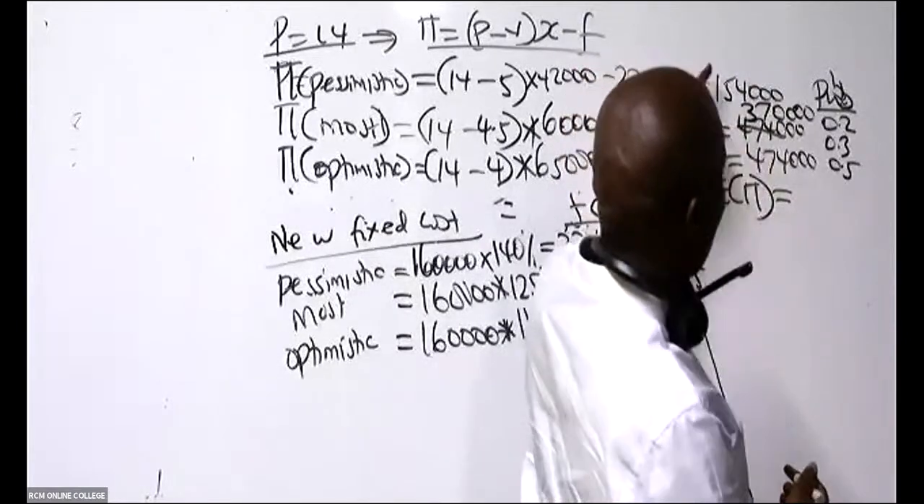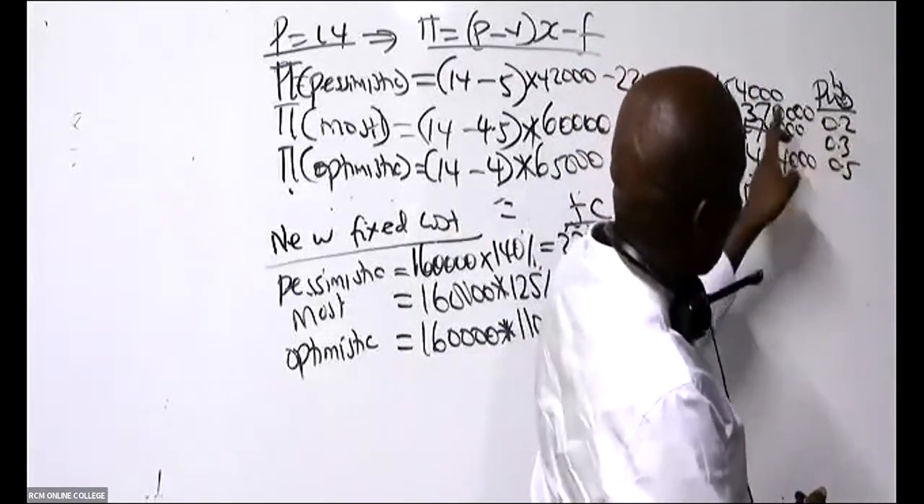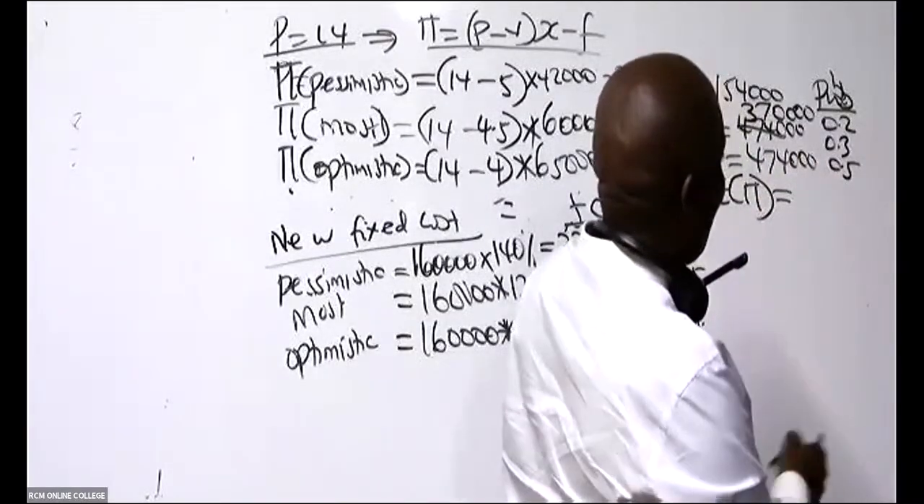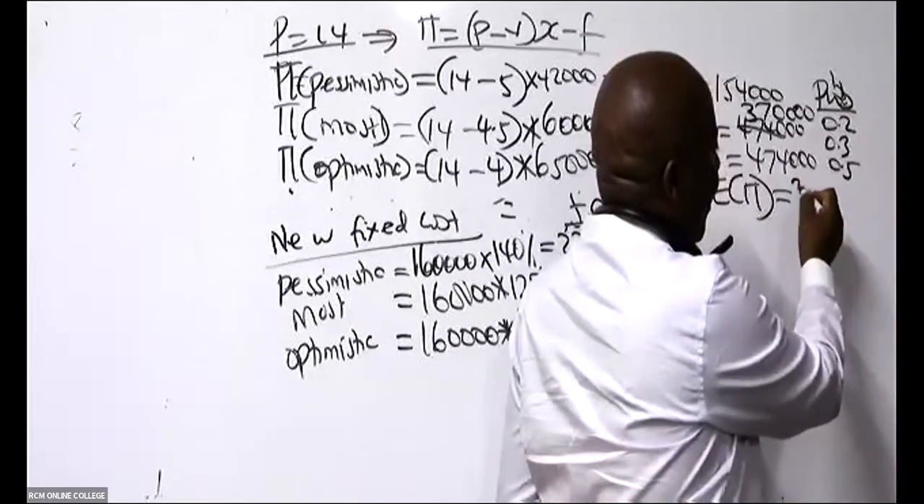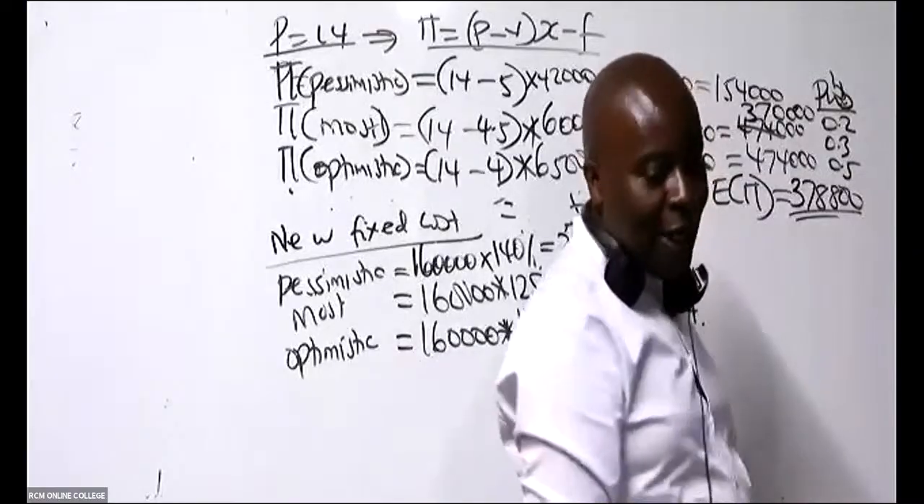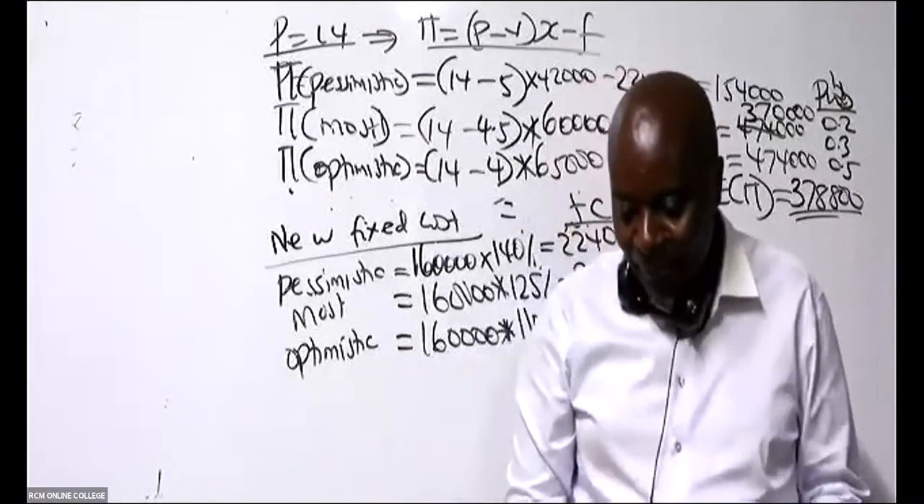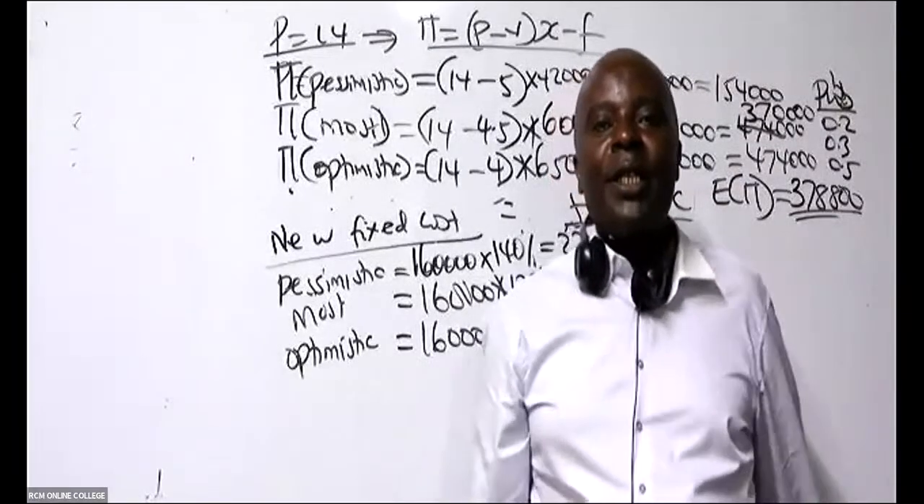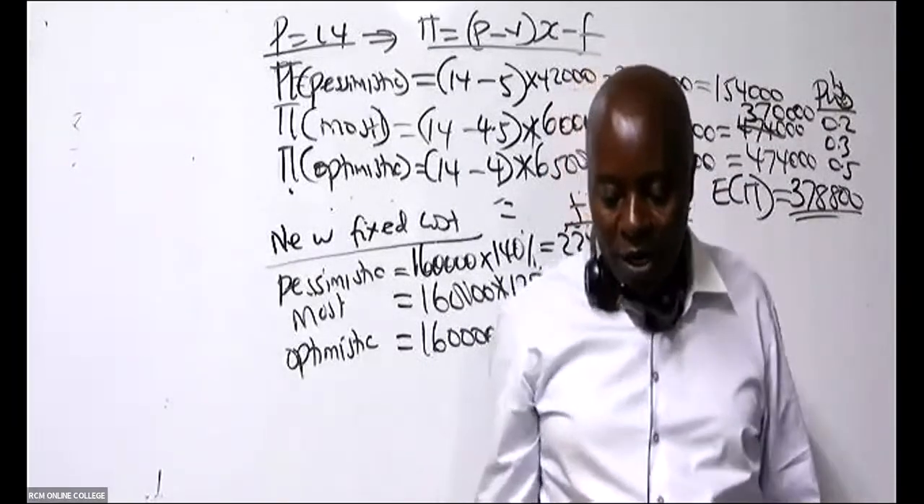So you take 154,000 times 0.2 plus 370,000 times 0.3 plus 474,000 times 0.5, which gives us 378,800. Now we have the last price. What is the last price? 17 shillings. So for 17 shillings, is there somebody who thinks they can do it on their own?